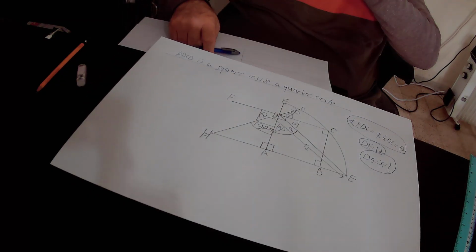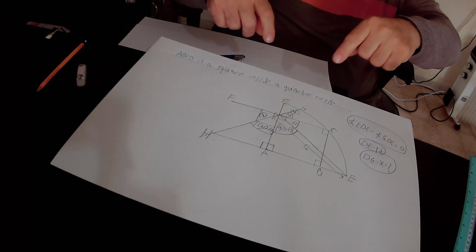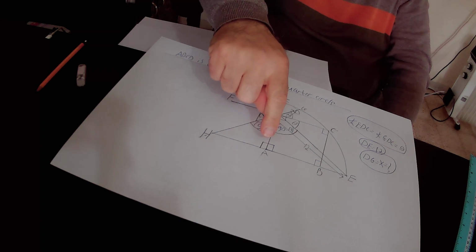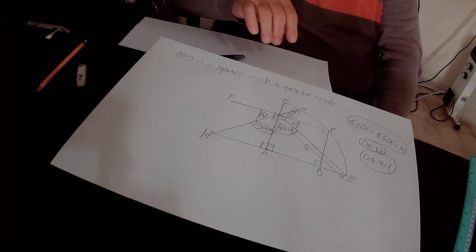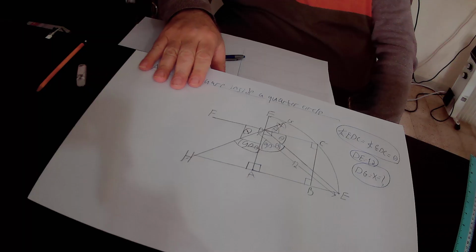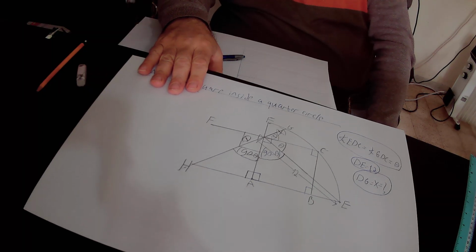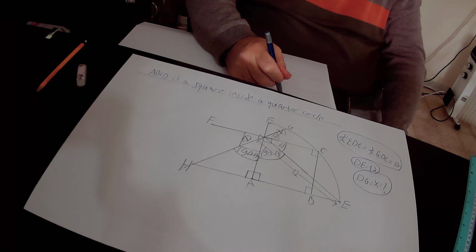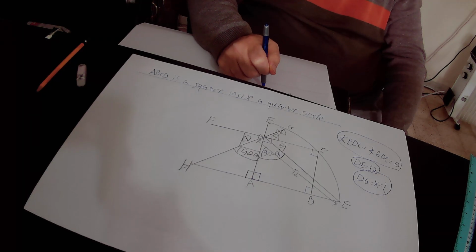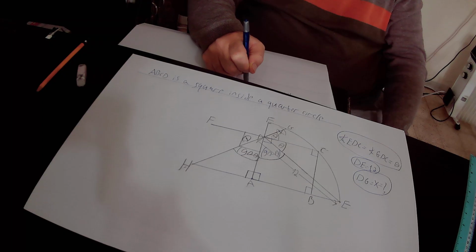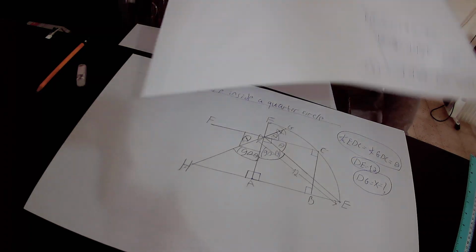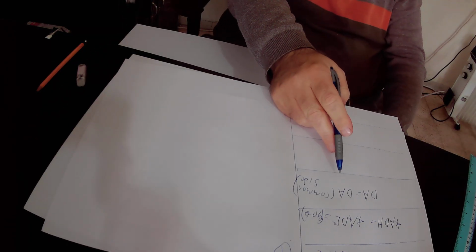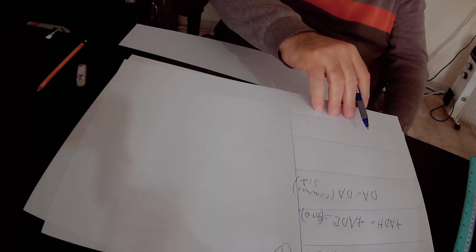In addition, this is side DA. Side DA is a common side that belongs to both triangles, so we can write down that DA equals itself. It's a common side that belongs to both triangles.